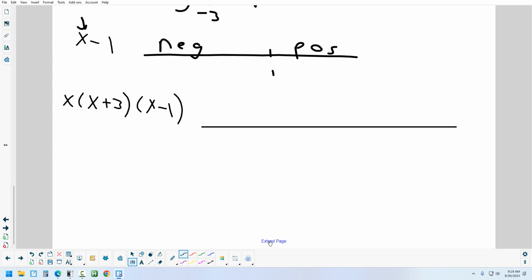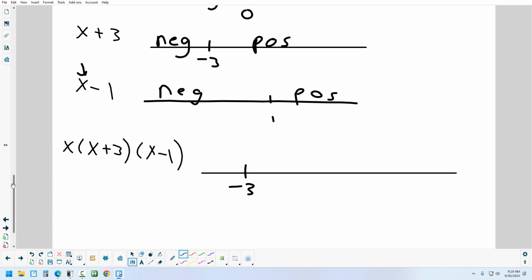So we've got -3. We've got 0. And this isn't to scale, it's just a picture to get the idea. And +1. So we have to figure out what's going on in each section. I will give you a hint, it always alternates. So it's either negative, positive, or positive, negative. Once you figure out the first section, you kind of know everything. But let's do the first 2, just to get the idea.